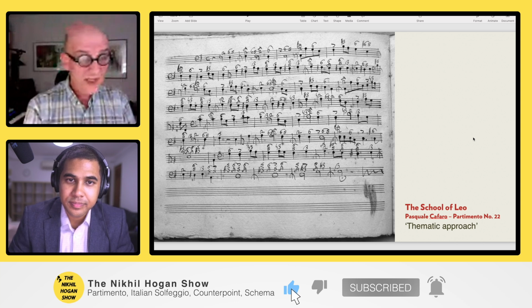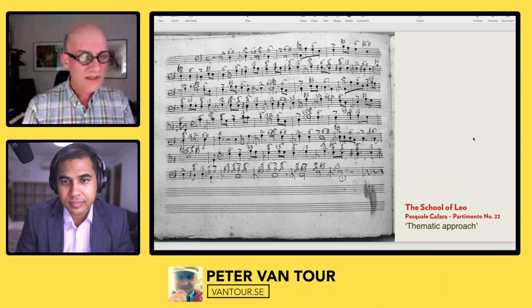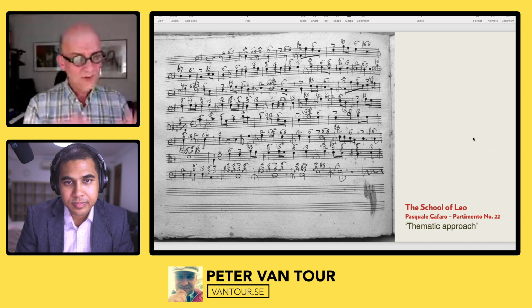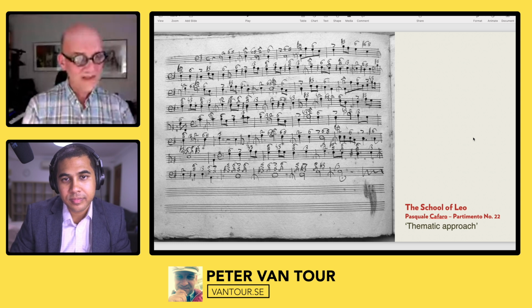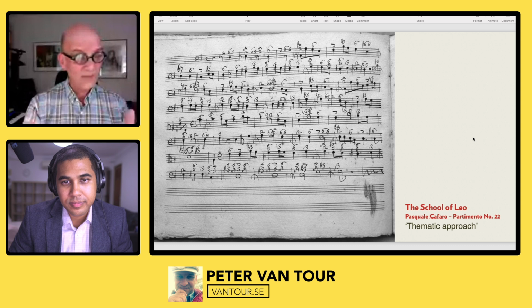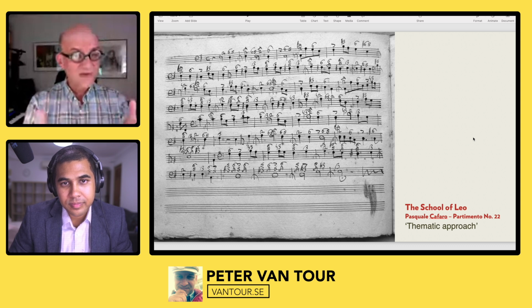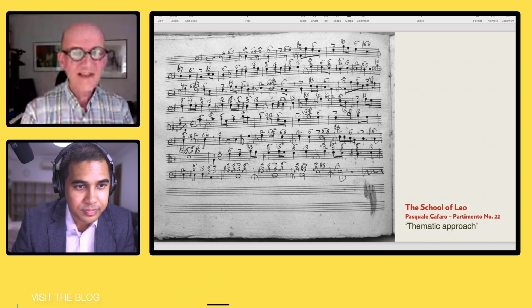And this you see in Sala, you see this in Caffaro, you see this in Leo's pieces, you see this in Trito's pieces. It is very clear that this is connected with the style of contrapuntal teaching, which is really built from themes. So the connection between partimento and counterpoint is a strong one. We could go to the next slide.